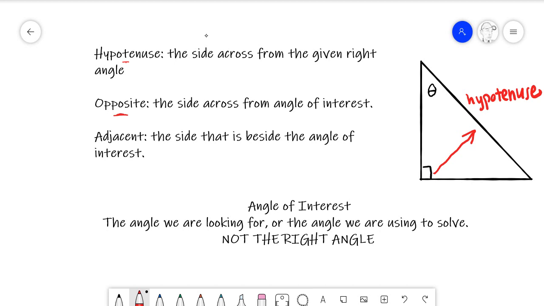And next you have your opposite side, which is the side across from the angle of interest. This is your angle of interest, and so the side across from it would be this side, your opposite side. And your adjacent side is the side that is beside the angle of interest. So the side that's beside it, and notice that the hypotenuse is also beside it, but because it's the hypotenuse, it cannot be your adjacent side, so this is your adjacent side.